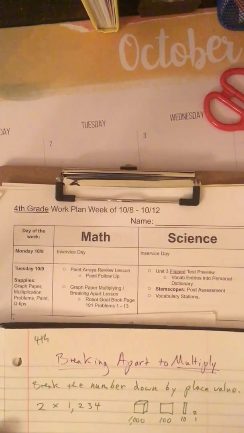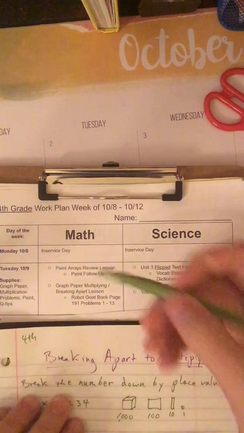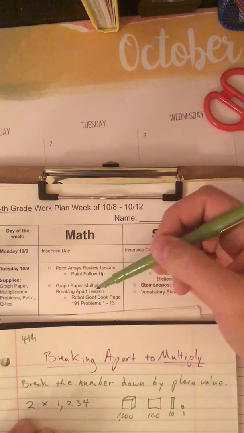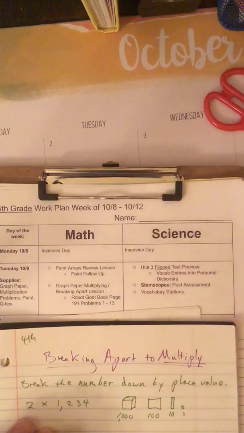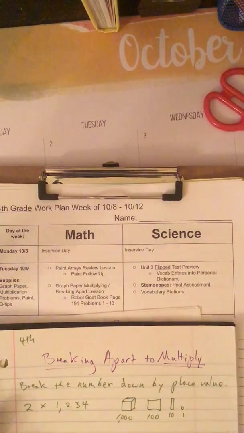All right, fourth grade. This is going to be called the graph paper multiplying and bringing apart lesson. Hey, a lot of words. But you're going to be using page 191. At the top of the page, it details how to break apart a multiplication problem.